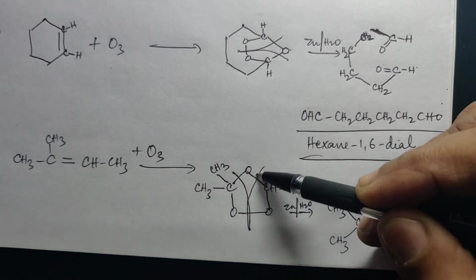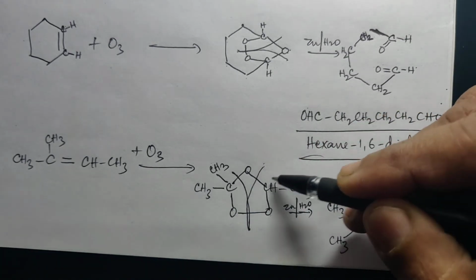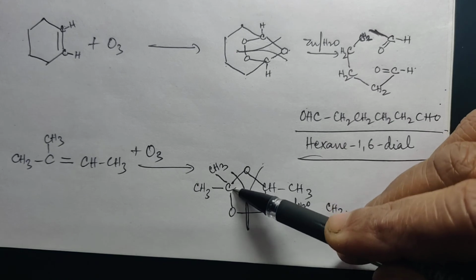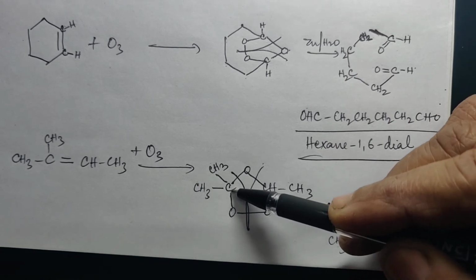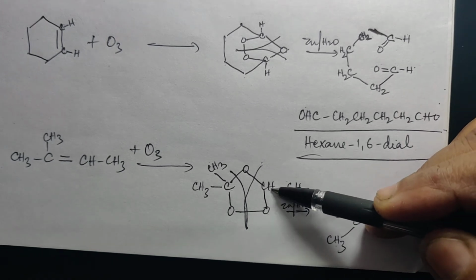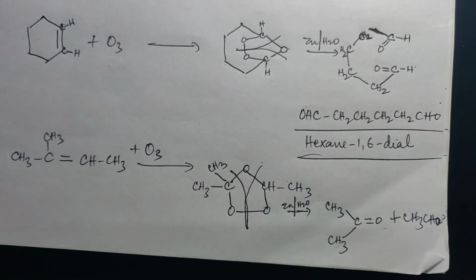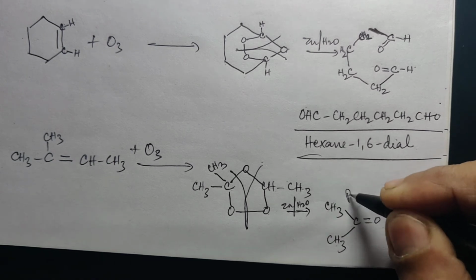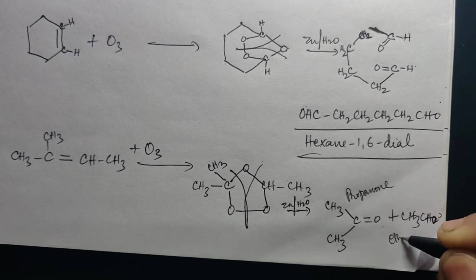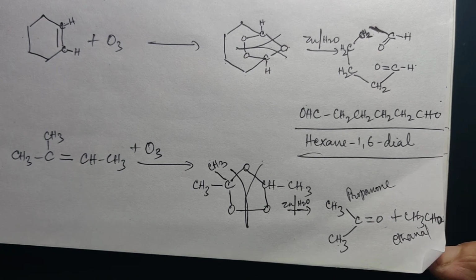And then you show cleavage like this, and this will become a product, and this will become a product. Now what is this? CH3, CH3. Both the CH3s are attached to a carbon, and that carbon is going to become a double bond. So you get double bond O. And this is CH3, CHO. This will also become a double bond, isn't it? So what are you getting? Propanone and ethanal. Right? So this is what you are getting.